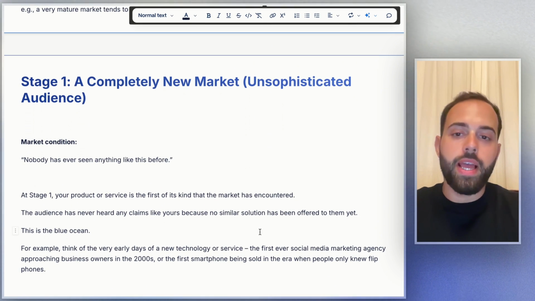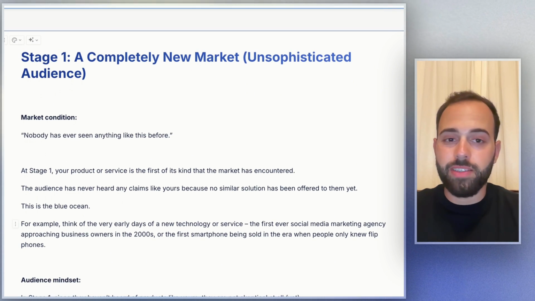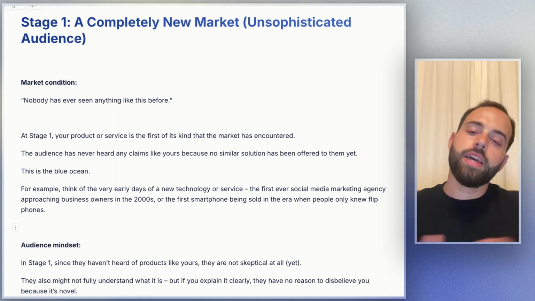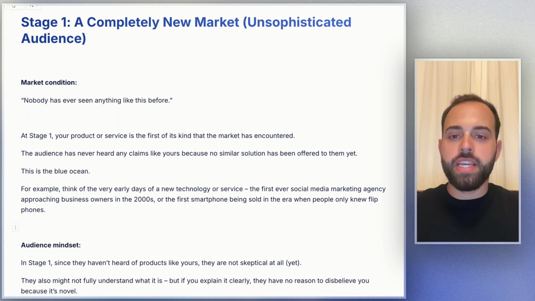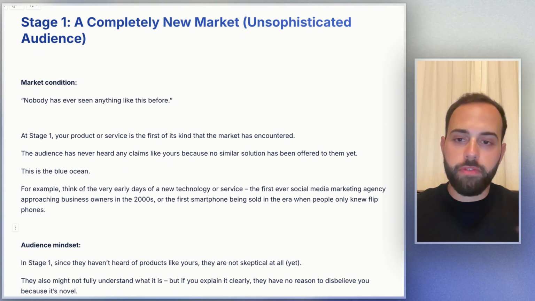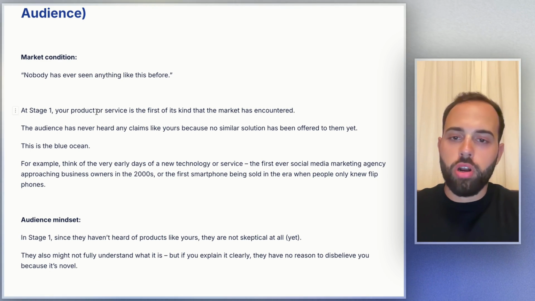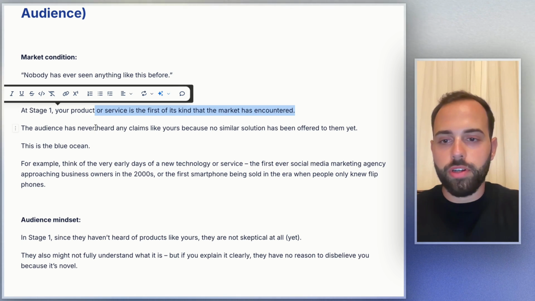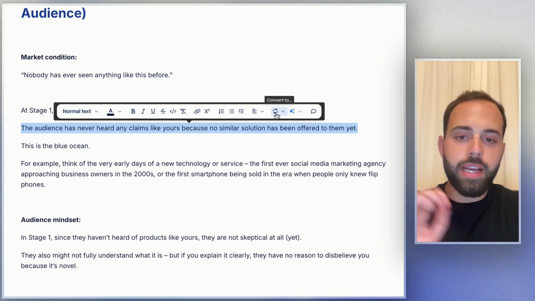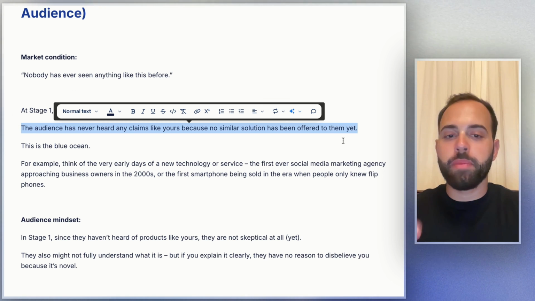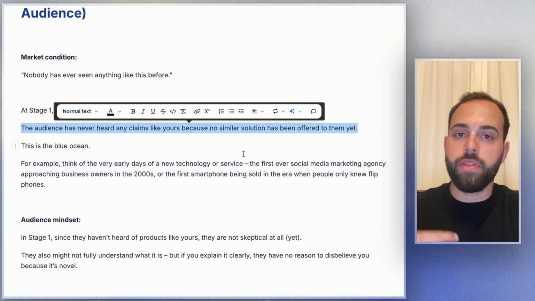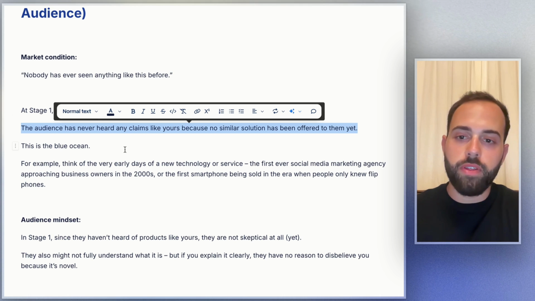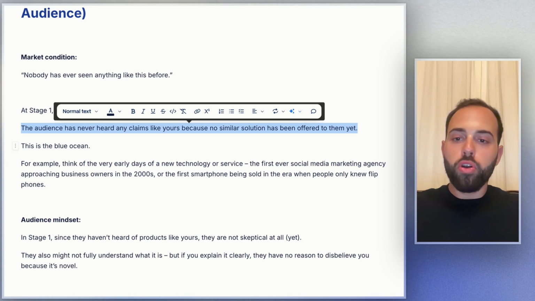So stage one, a completely new market, an unsophisticated audience. What does this mean? This means that nobody has ever seen anything like what you offer before. At stage one, your product or service is the first of its kind that the market has encountered. The audience has never heard any claims like yours because no similar solution has been offered to them yet. It's something entirely new to them. This is what we call the blue ocean.